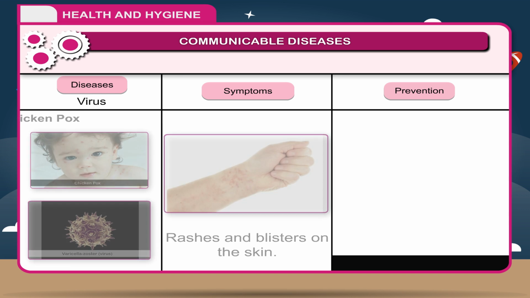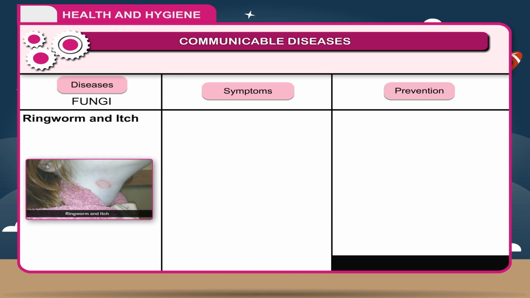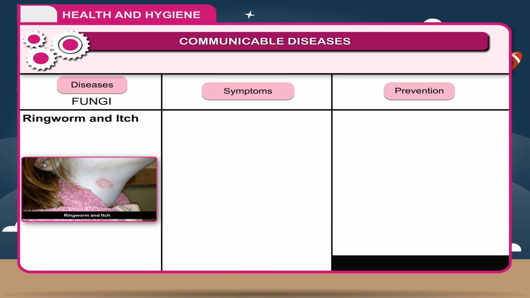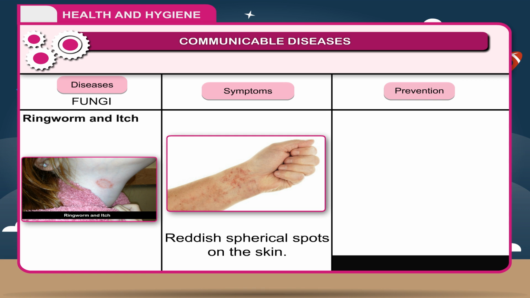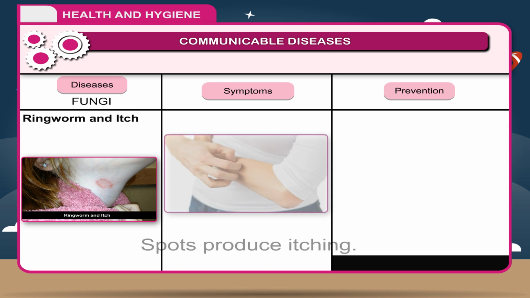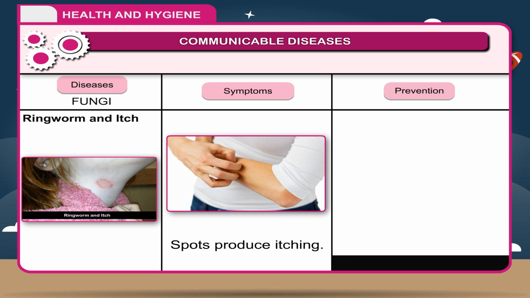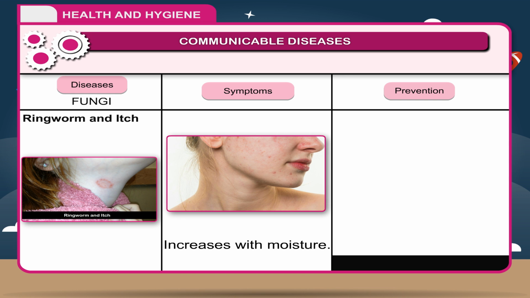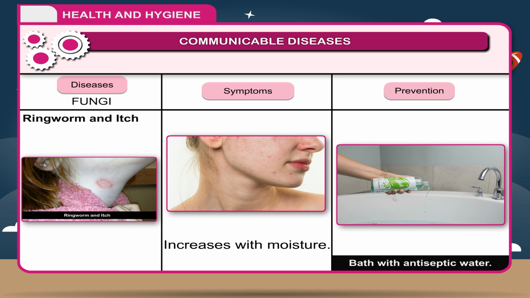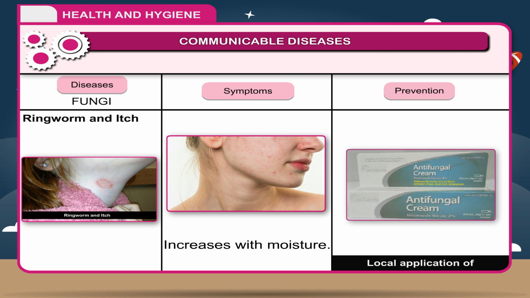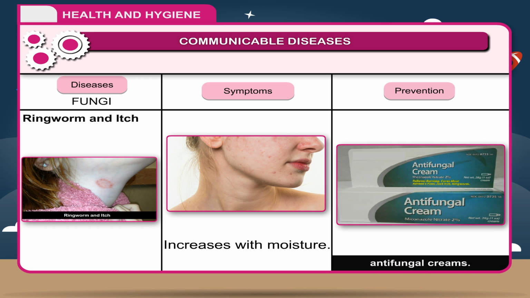Lukewarm bath. Fungi. Ringworm and itch, caused by mycelium of the fungus below the epidermis of skin. Reddish spherical spots on the skin. Spots produce itching. Increases with moisture. Bath with antiseptic water. Local application of antifungal creams.